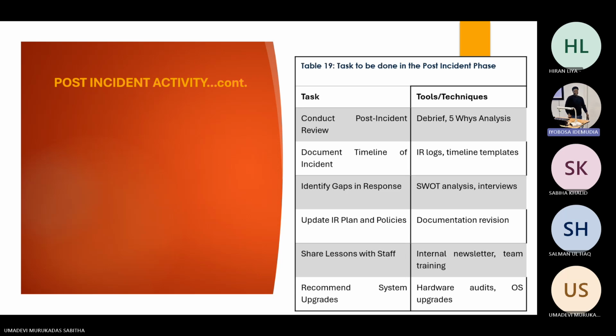One, in the post-incident phase, we conduct a post-incident review. What actually happens here is just to brief the staff, especially the team, on what has happened. So we document the timeline of the incident, identify gaps in response, and update the incident response plan and policies that we have laid down. So we share lessons learned with staff. So we also recommend system upgrades.